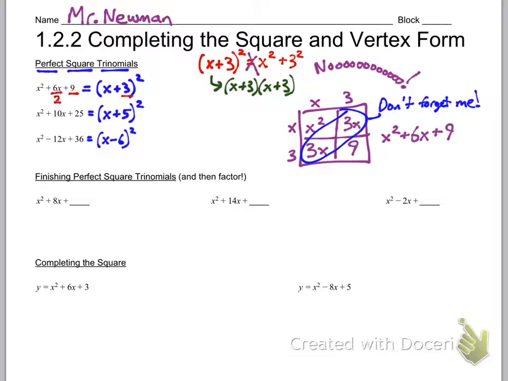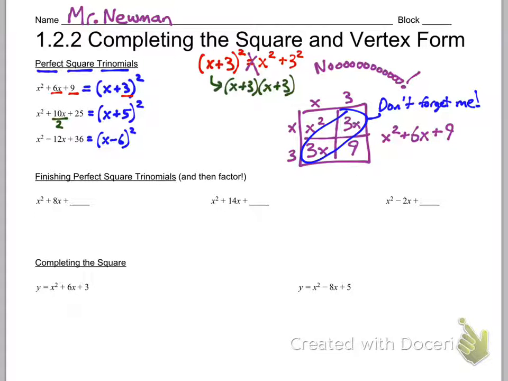You should also notice that for the middle term, 6x, if you take away the x and divide the coefficient by 2, you always get the second term in the binomial as well. 6 over 2 is 3. So for example, 10 over 2 is 5.